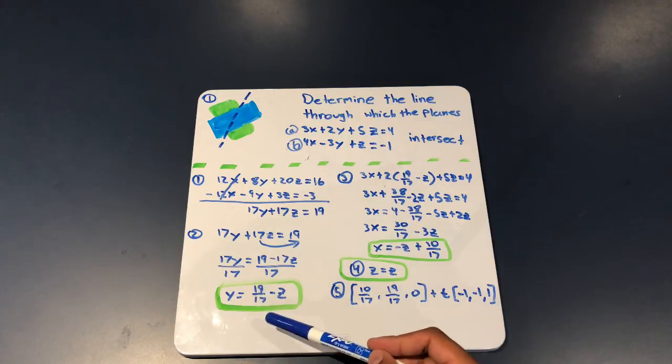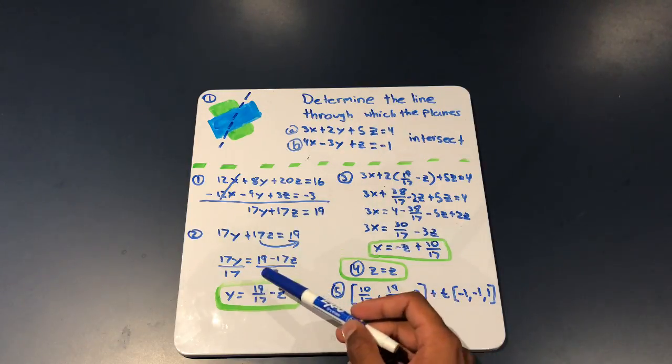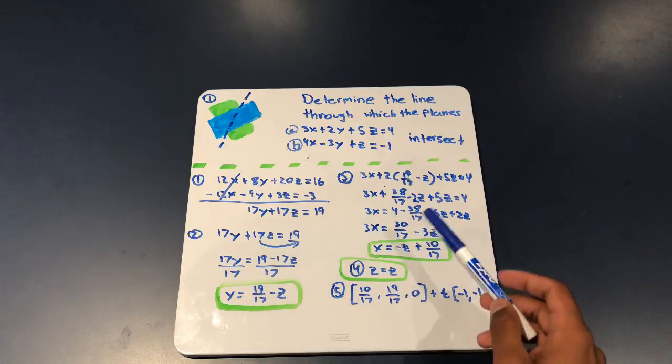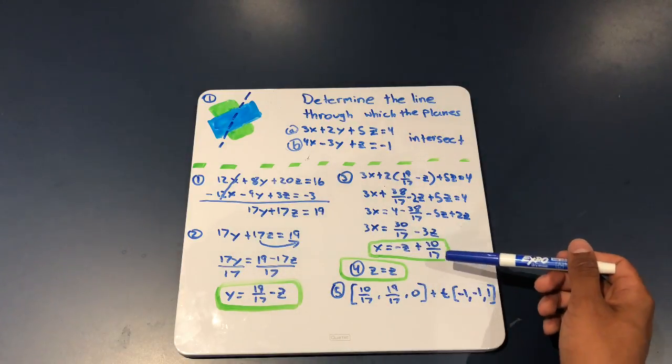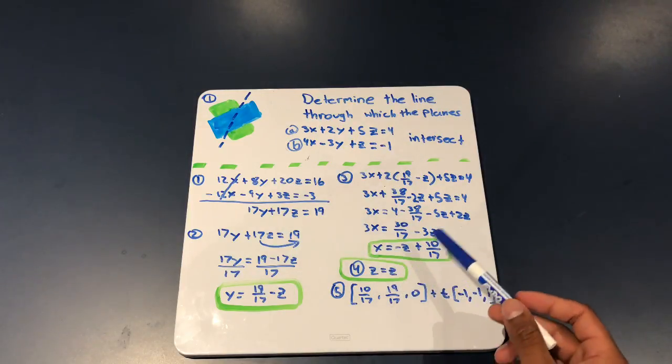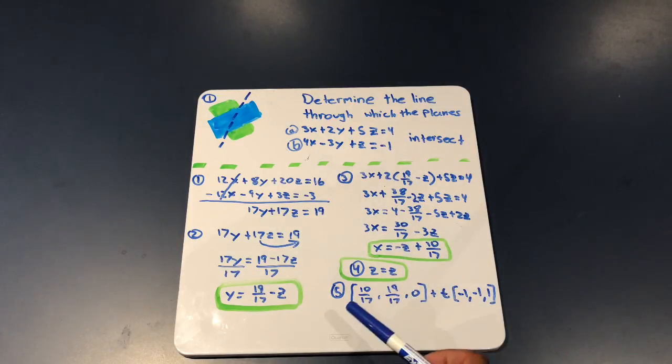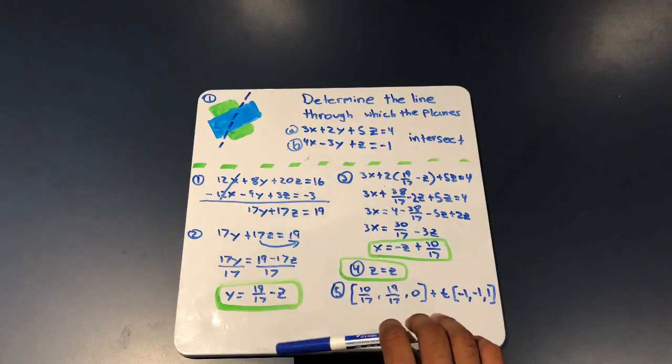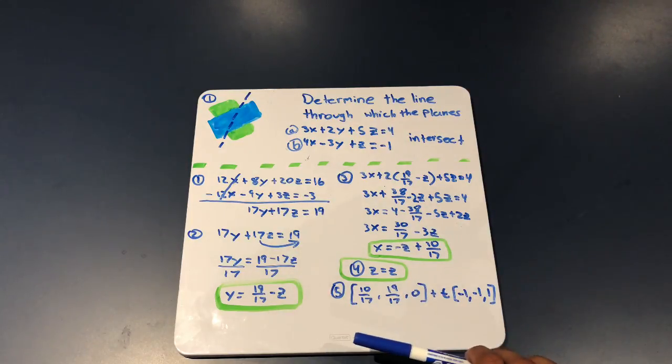So y equals 19 over 17 minus z becomes 19 over 17 minus t. And x equals negative z plus 10 over 17 becomes negative t plus 10 over 17, and z equals t. So what you want to do is find a point on this line, and how you do that is by substituting 0 in for all the t's, and I get this point right over here.